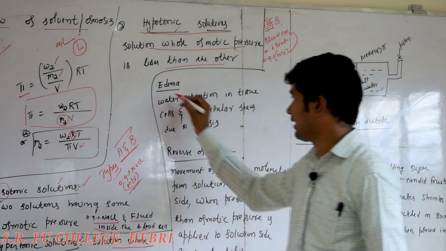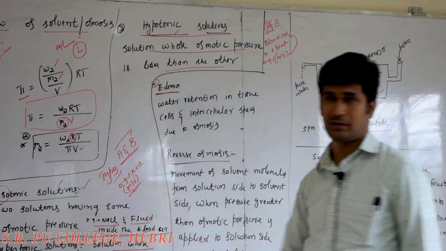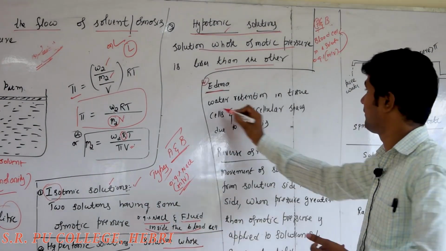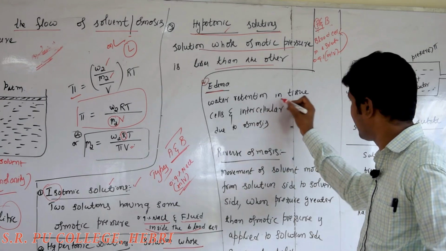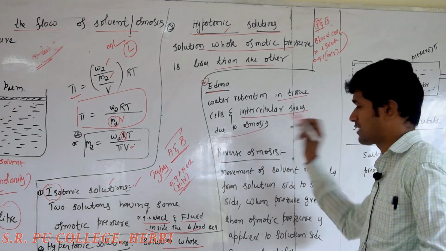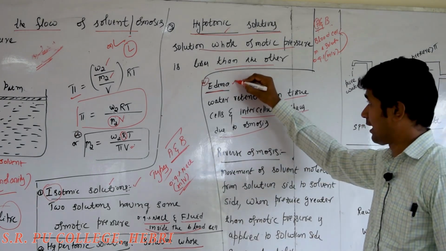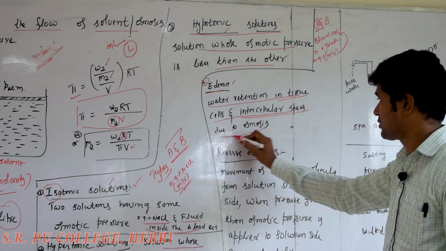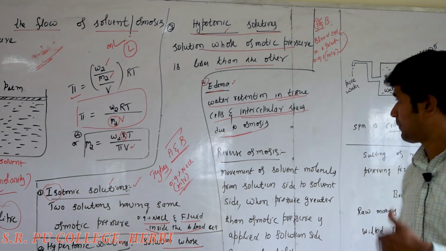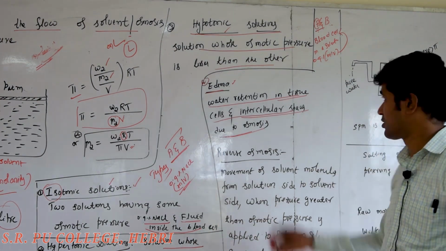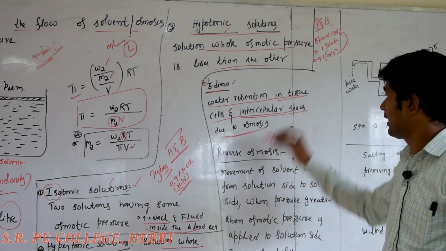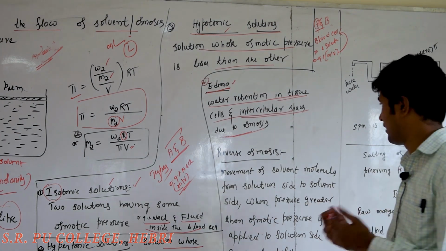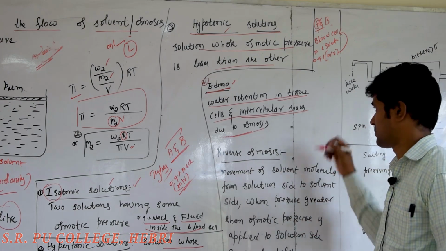Okay, now one more important term is edema. It's a disorder. The people who take excess of salty food, or excess salt intake, suffer from water retention in the tissue cells and intercellular spaces due to osmosis. So this is known as edema. Water retention in tissue cells and intercellular spaces due to osmosis is known as edema. The people who take large amounts of salty food or salt suffer from this disorder, which is known as edema. But the blood cell will bulge or swell due to osmosis.